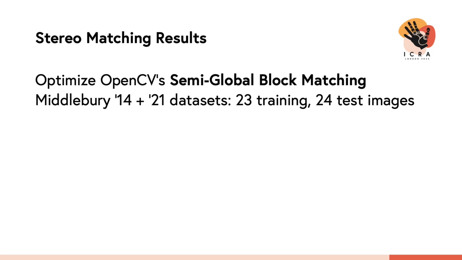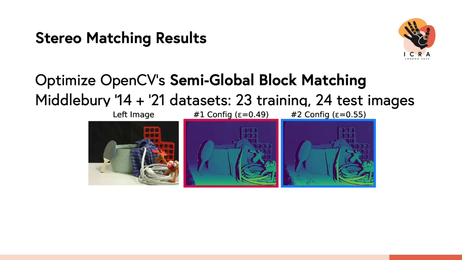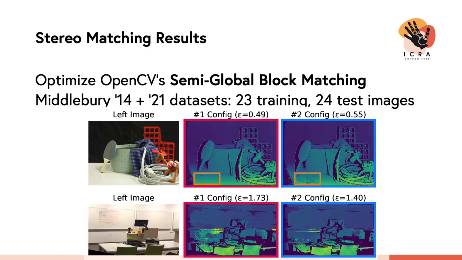Here's a qualitative example of matching results. You can see in this image, the second configuration is worse, specifically in this chosen area. For this other image, the opposite is true. The first configuration ends up performing worse and having more artifacts. Both these test images are correctly mapped to the better configuration with our simple classifier.